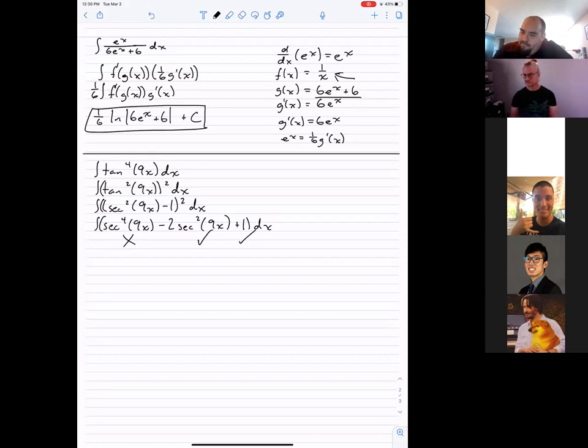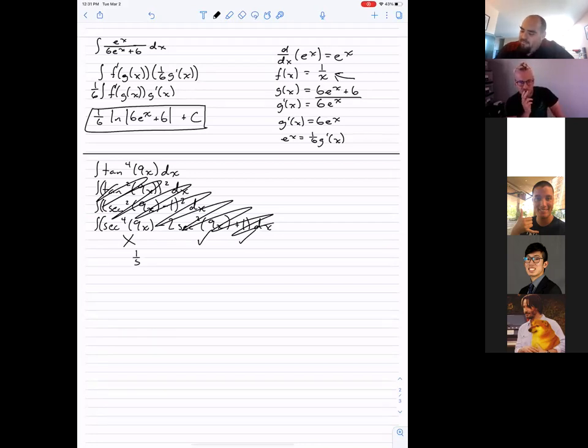The inner function, I would call it 9x. So its derivative would be 9. So yeah, you do have a constant multiple of 9, so you can use that. I'm not going to erase this to hide my shame, but really what you can do is, this ends up being 1/5 tangent to the 5th of 9x. That makes sense. I don't think I'm totally done though. Divide by 9. There you go.